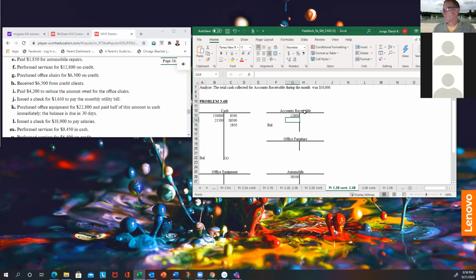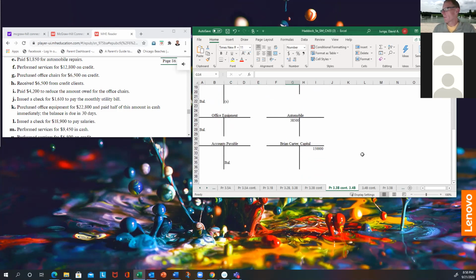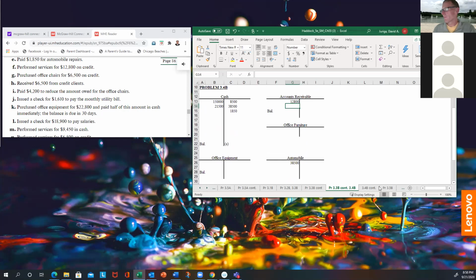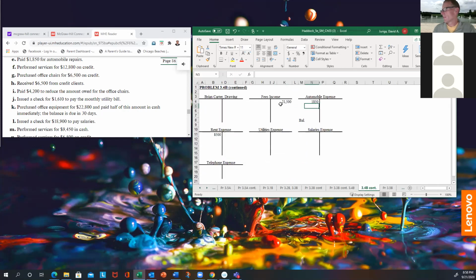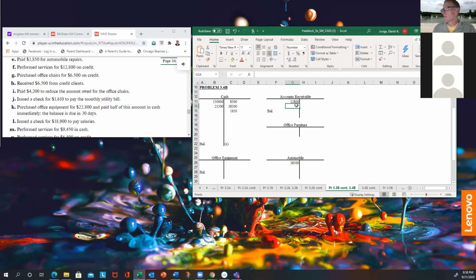Debit accounts receivable. And then I'm looking for my, again, this one will be fees income. I believe it's on the next page. So fees income, you would credit it again for $12,800. So credit fees income, debit accounts receivable. That's letter F. Okay, I'll keep going. Letter G.